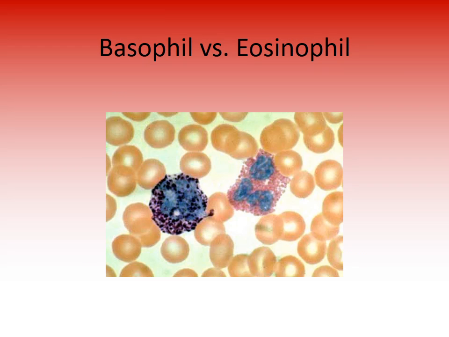This here is showing you a picture of a basophil versus an eosinophil. To the left, we have our basophil. B for basophil is B for blue granules. These granules typically look more purple than blue, but purplish blue. And then over to your right, you'll have your eosinophil, which has smaller pink to red granules.